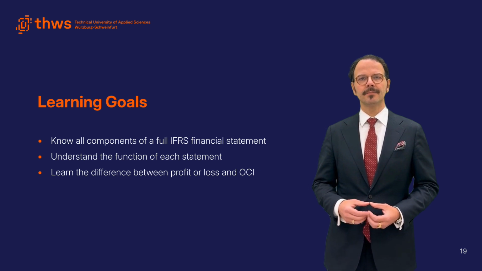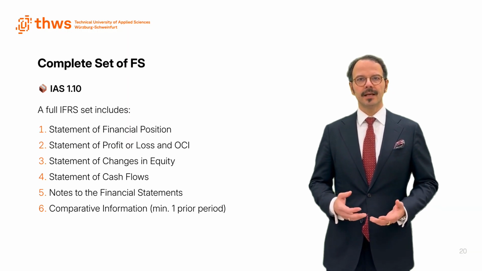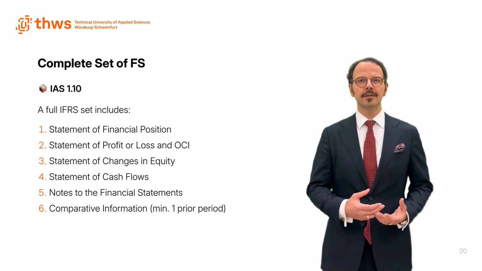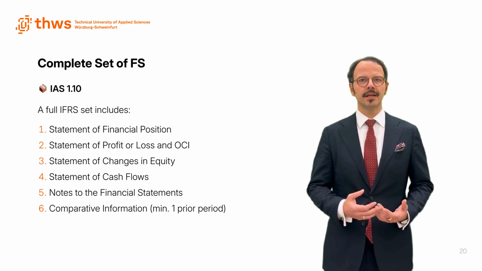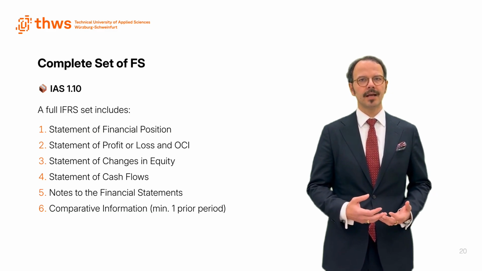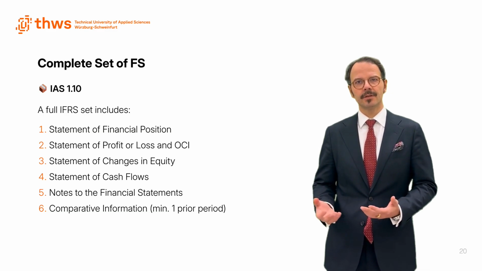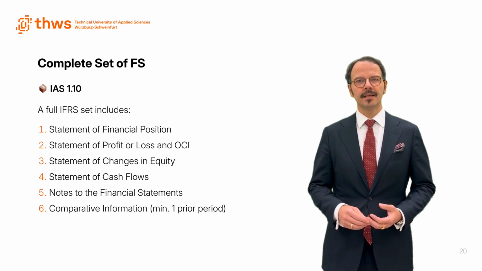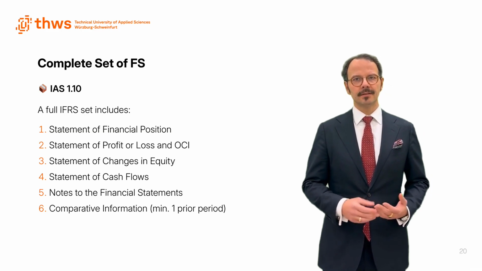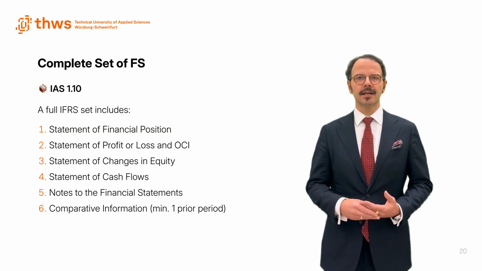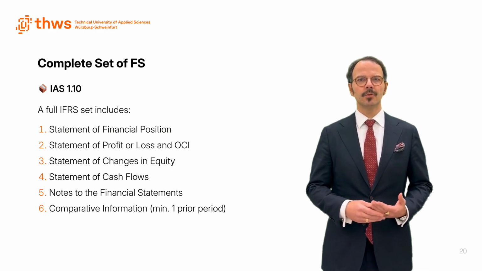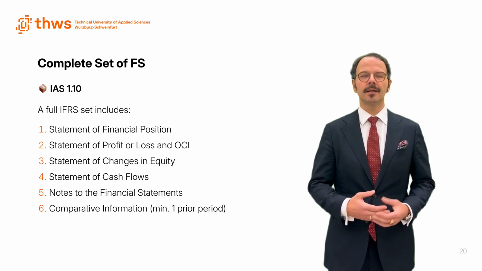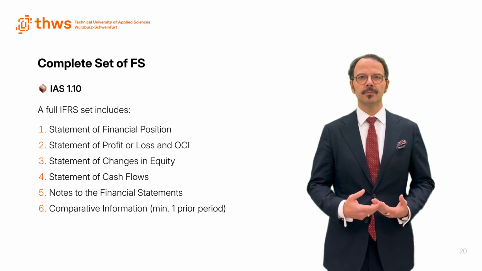Let's get into it. According to IAS 1.10, a complete set of financial statements includes 6 parts. 1. The statement of financial position, also called the balance sheet. 2. The statement of profit or loss and other comprehensive income. 3. The statement of changes in equity. 4. The statement of cash flows. 5. The notes to the financial statements. 6. And of course, comparative information, usually for the prior year.